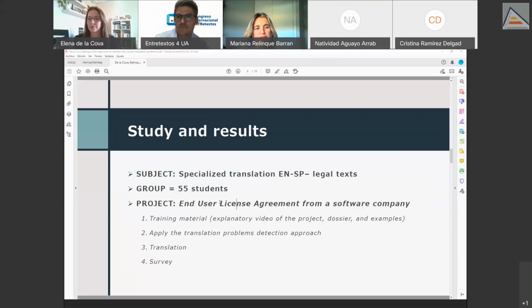We answered all their questions, so we made sure that they understood the methodology, the problems and how they could classify them. After that, they had to apply the translation problems detection approach to a fragment of an end-user license agreement from a software company. There, they had to find the problems and classify them according to the classification we provided.